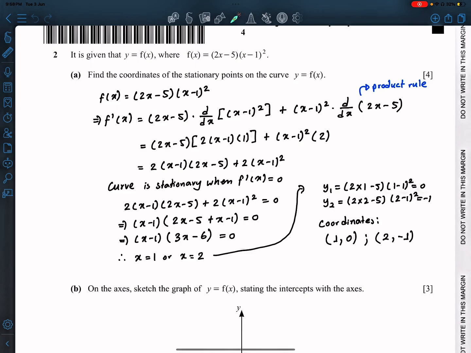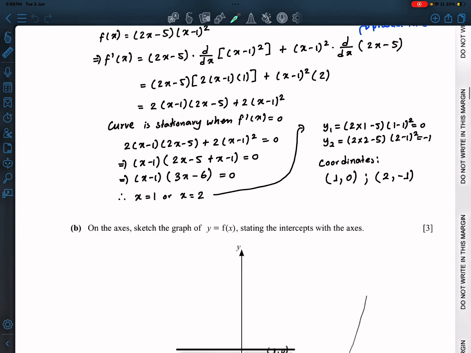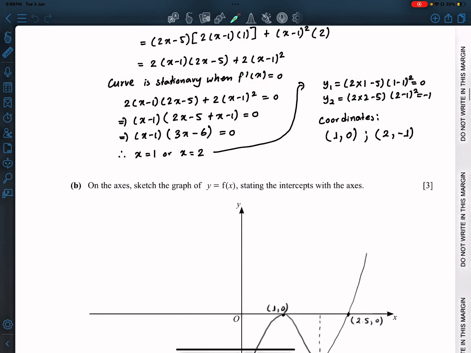To find the stationary point, we first need to find the derivative, or f prime of x. To do that, we will use the product rule. We first write down the first part of our function, and then differentiate the second part of the function, which is being multiplied. Then we add the second part multiplied by the differentiation of the first part. So that's the product rule basically. Once we simplify, we get this over here. For the curve to be stationary, we need f prime of x to be equal to 0. So we put all of this over here to be equal to 0.